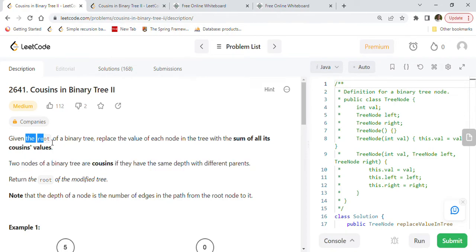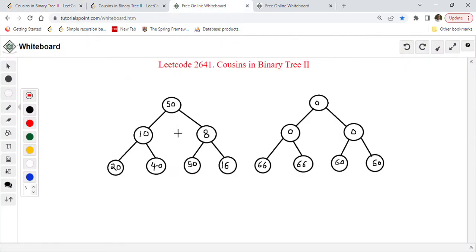Given the root of a binary tree, replace the value of each node in the tree with the sum of all its cousins' values, right? So let's take another example that I created. 50 is the root. 50 does not have any cousin, so you will put 0. This is straightforward. 10 does not have any cousin, so for 10 you will put 0. 8 does not have a cousin, so you will put 0 for it, right?